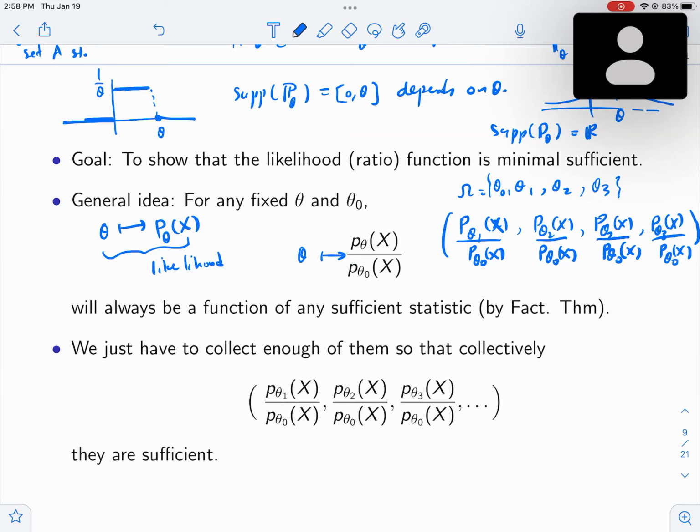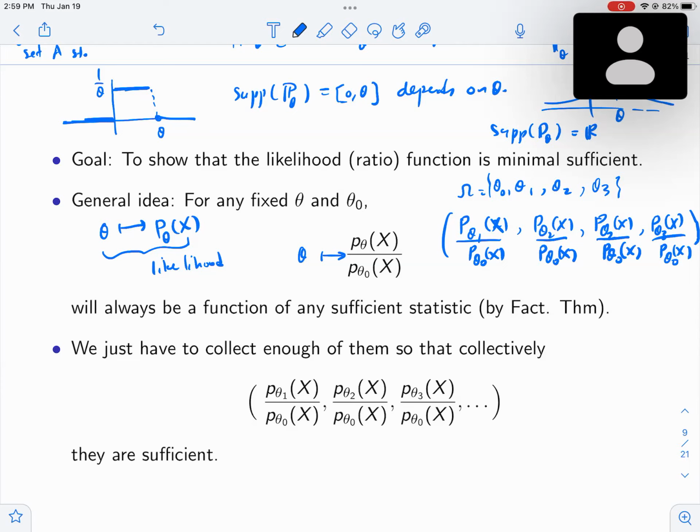That's the plan. To show that this is minimal sufficient, you have to do two things. One is that this can be written as a function of the sufficient statistic. That part is easy. To show that this itself is sufficient, we have to make sure that we have included everything. This is a very nice result. It takes a while to understand, but it captures the importance of likelihood. Likelihood is the minimal thing that you want to keep.